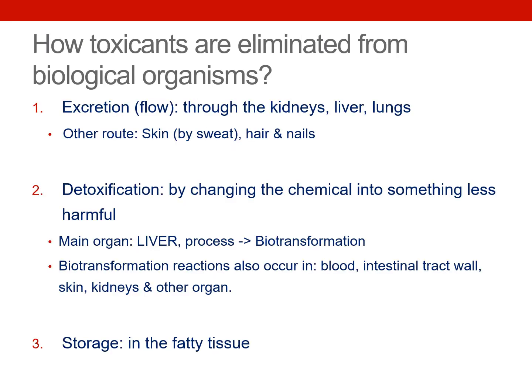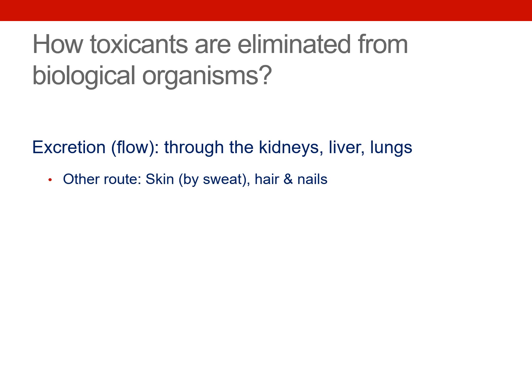So far we have been talking about how toxicants can enter our physical body. But for the next few slides, we're going to talk about how our body purges these toxicants. There are a few ways: by excretion, through the liver, kidney, and lungs or other means, or by detoxification or storage. The kidneys are the dominant means of excretion in the human body.